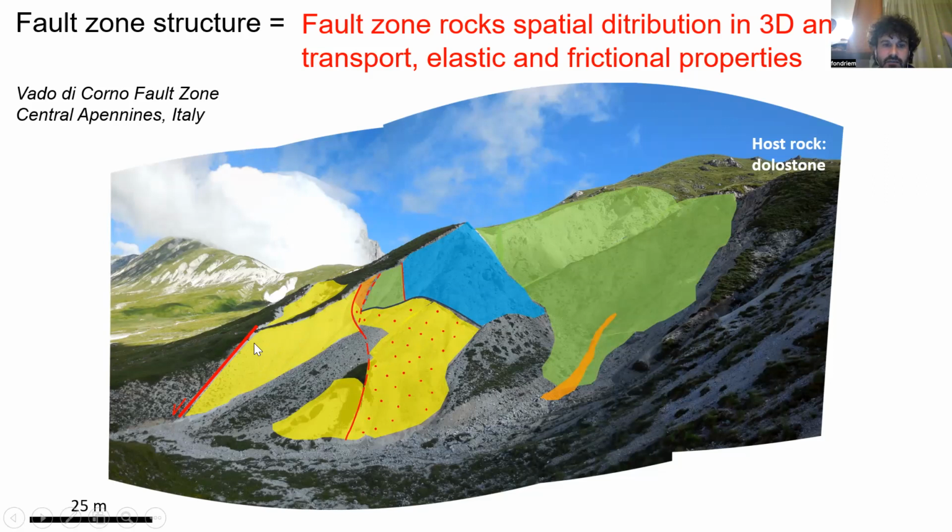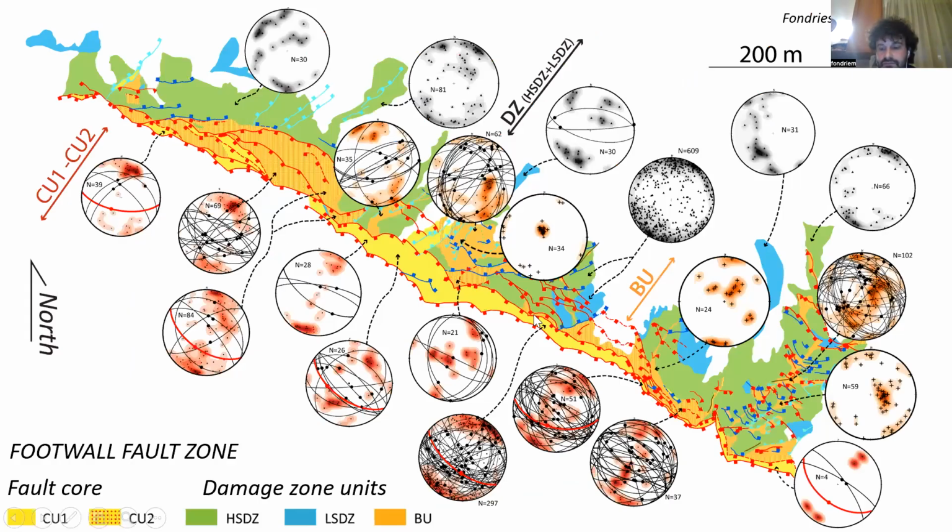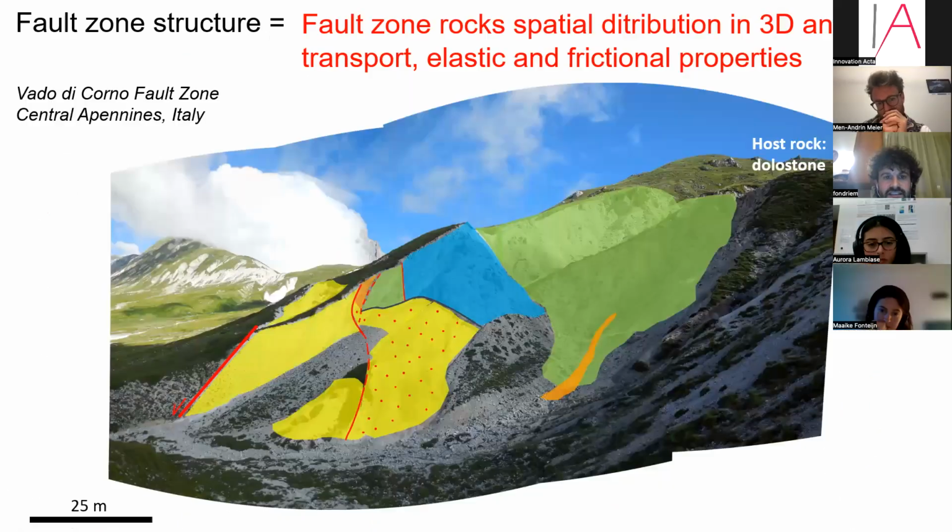So just describing what is our fault core, what is our damage zone, what is their extent. But then the new passage is to try to study this kind of fault structure where they are exposed for many kilometers along strike. And this is the case of this area.